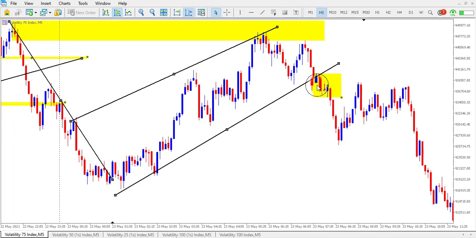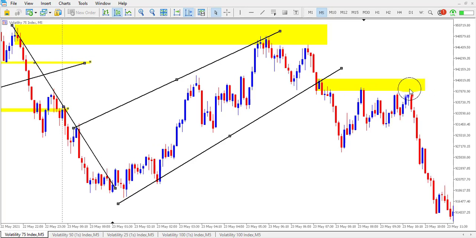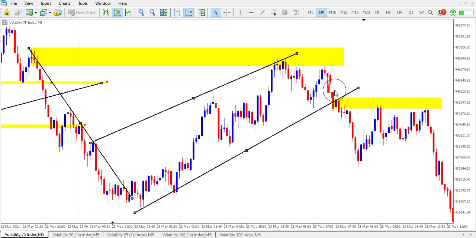You see these dojis in this area. You want to see a full grown candle like this. You want to see a full candle. If these dojis have caused this, you are going to ignore it. They are weak order blocks. You want to see this order block.